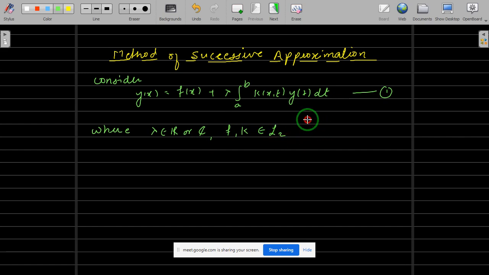Now you check what is the meaning of k belongs to L2. I told you in the last class to find it out. k is a function of two variables. So what is the meaning of k being an L2 function? L2 means square integrable functions. Am I audible? Yes, sir. Okay.